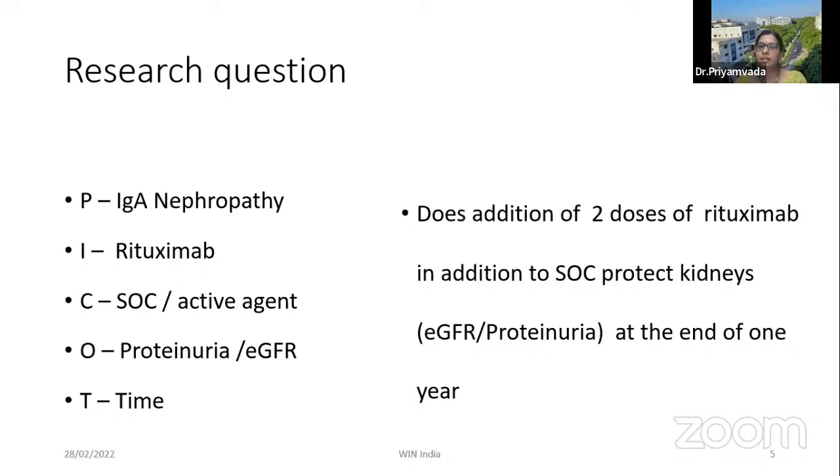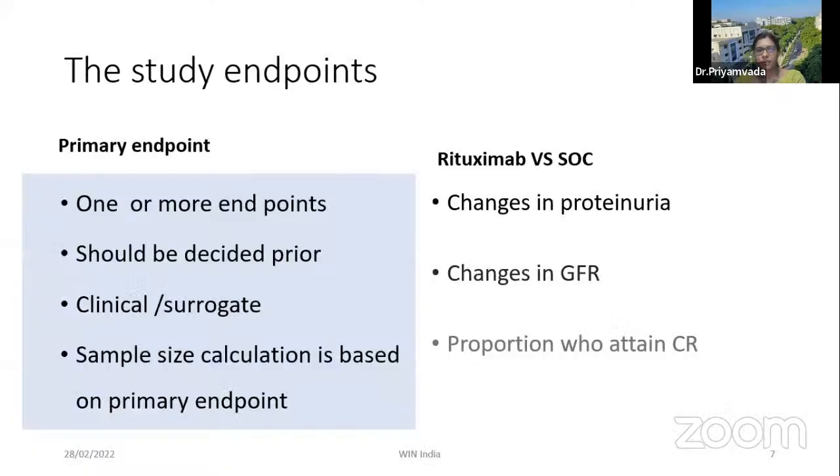The control arm should receive the standard of care or the active agent, which obviously is not going to be there in this study because we know that corticosteroids are not going to be of that great use. And the outcome could be proteinuria, GFR, or a combination of both. And you have to take a reasonable time frame. How much time would rituximab take to reduce the proteinuria? So for example, if it's proteinuria, anytime from 3 to 6 months is fine. Whereas if you want to see the impact on GFR, possibly you will have to go for a slightly longer time frame.